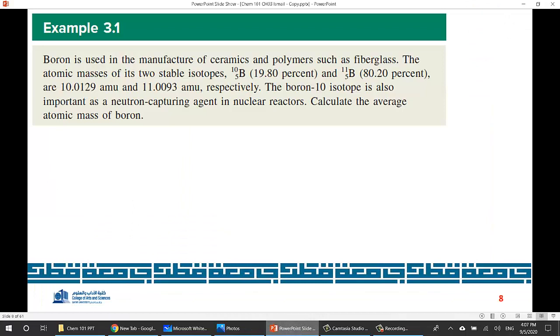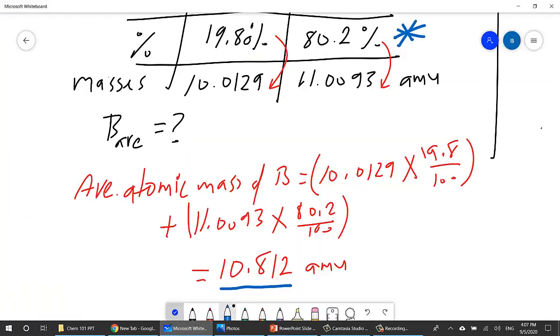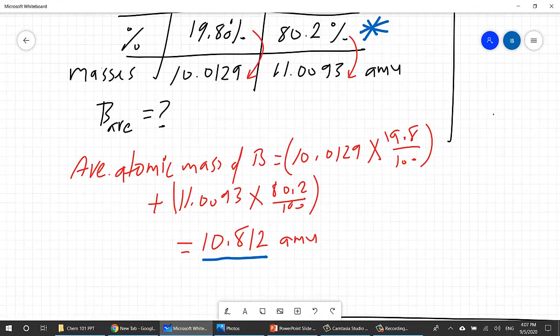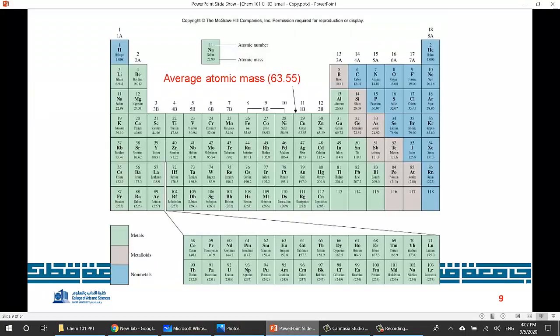Okay, so we're done with this. Okay, this is the question here. We're done with the question. Moving on, as we said, this is the average atomic masses.